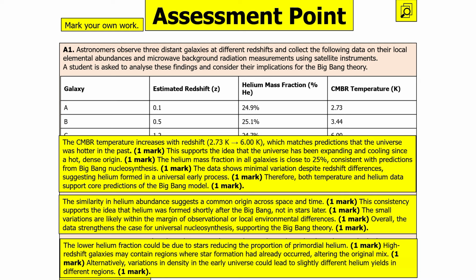The lower helium fraction could be due to stars reducing the proportion of primordial helium. High redshift galaxies may contain regions where star formation has already occurred, altering the original mix. Or variations in the density in the early universe could have led to slightly different helium yields in different regions.